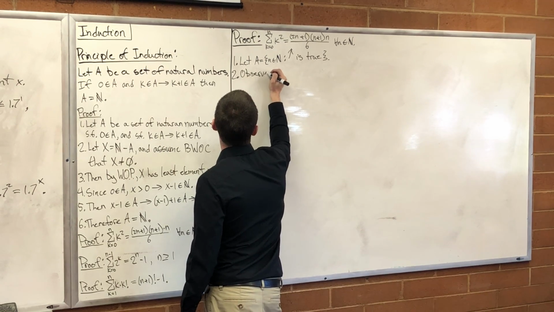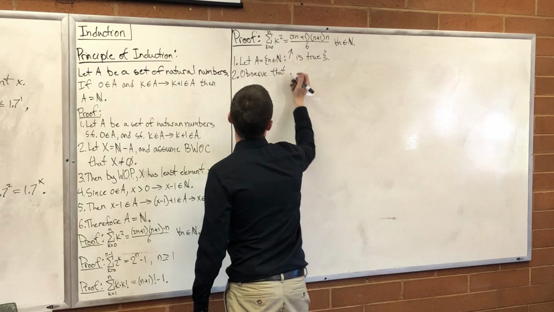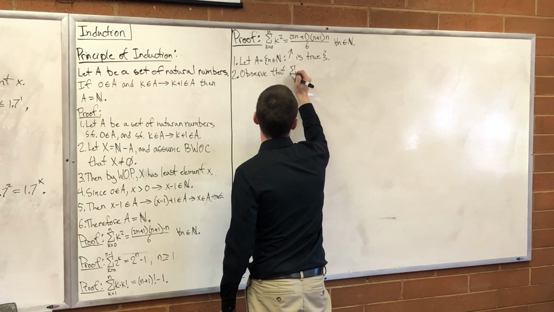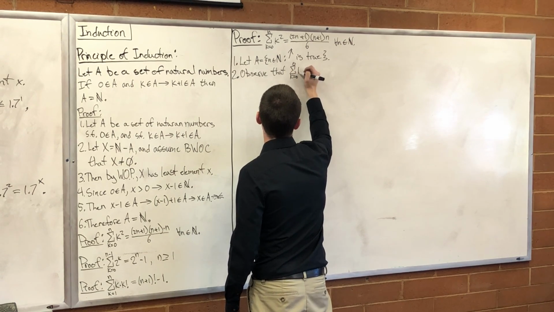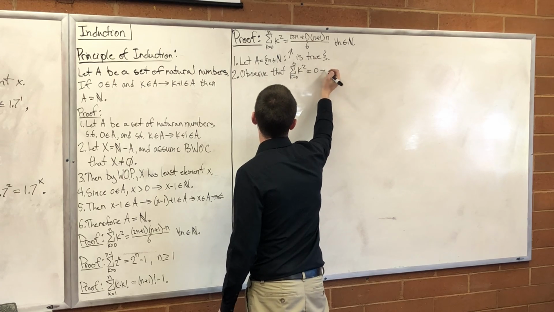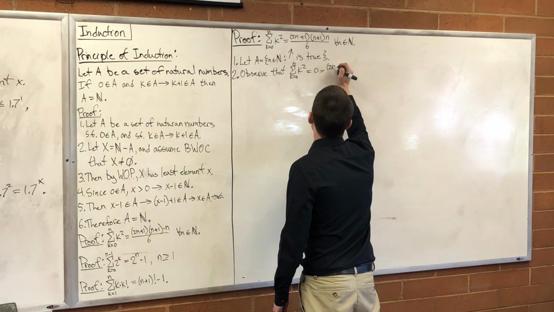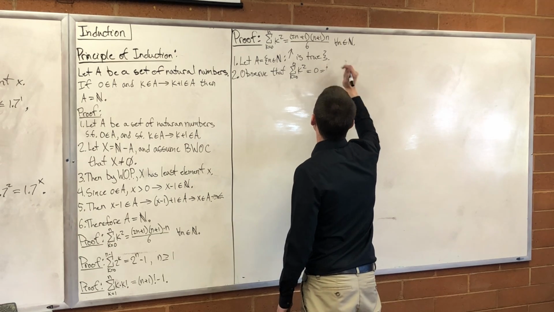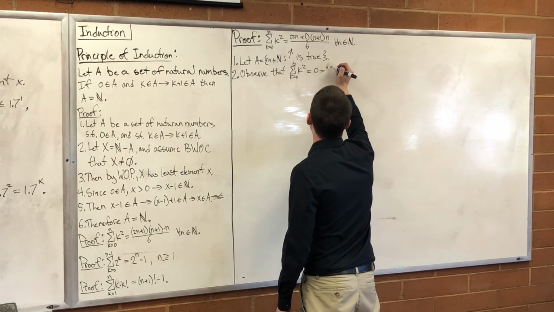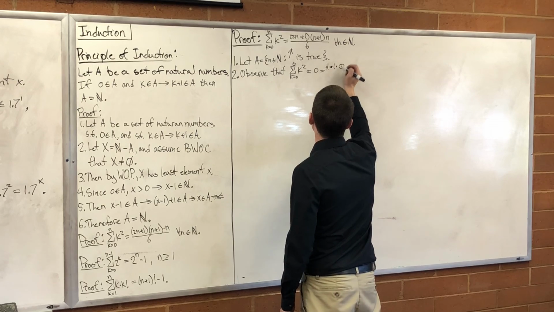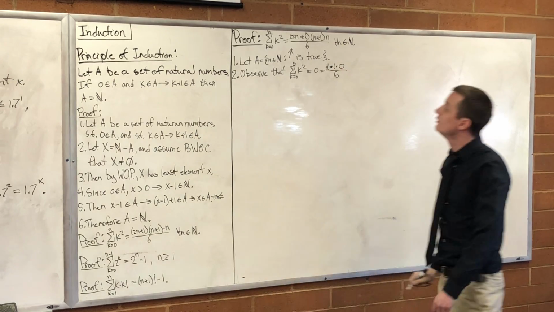It says it. Observe that the sum from k equals 0 to 0 of k squared is equal to 0, which is equal to 2 times 0 plus 1 times 0 plus 1 times 0 over 6. Okay.